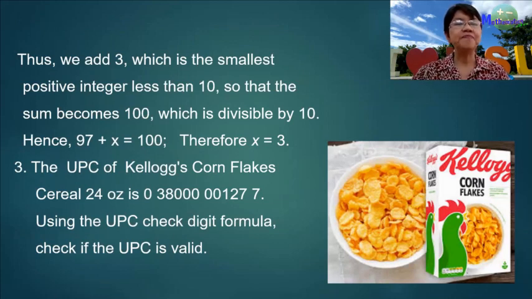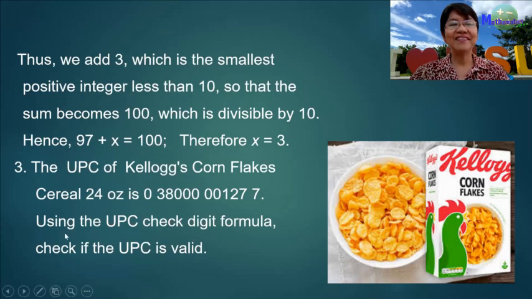Number 3. The UPC of Kellogg's Corn Flakes cereal, 24 ounce, is 03800001277. Using the UPC check digit formula, check if the UPC is valid. Again, you should learn by doing. Do it yourself.